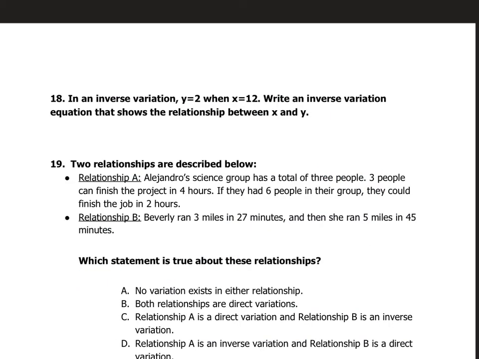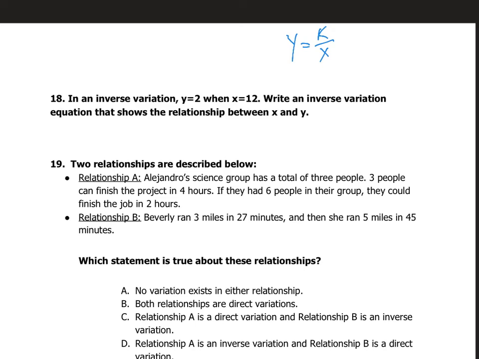Okay, so now we are on the last page. We are at question 18. And question 18 says, in an inverse variation, y equals 2 and x equals 12. Write an inverse variation equation that shows the relationship between x and y. Okay, you need to have the inverse variation equation memorized, and that is y equals k over x. K is the constant of variation.